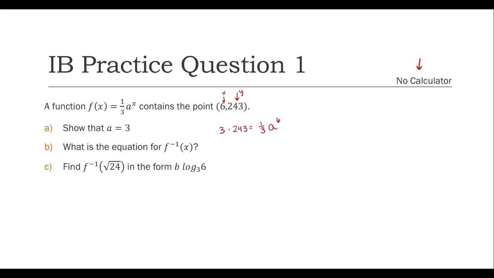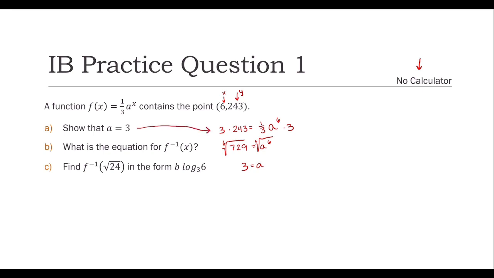We'll multiply both sides by 3 to get that 729 equals 1/3 times 3 becomes just 1, so a to the 6th. If we take our 6th root of both sides, we get that a equals 3. So there's our solution for part A.